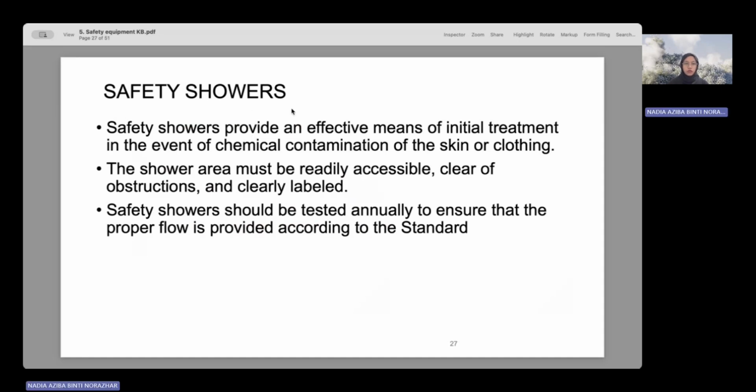Next will be safety showers. It provides an effective means of initial treatment in the event of chemical contamination of the skin or clothing. The shower area must be readily accessible, clear of obstructions, and clearly labeled. It should also be tested annually to ensure that the proper flow is provided according to the standard.